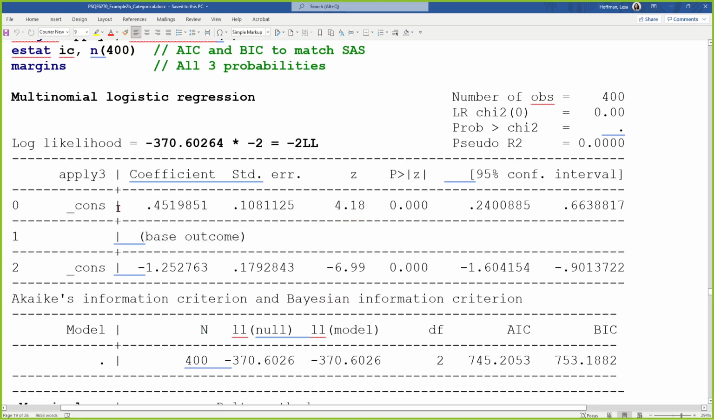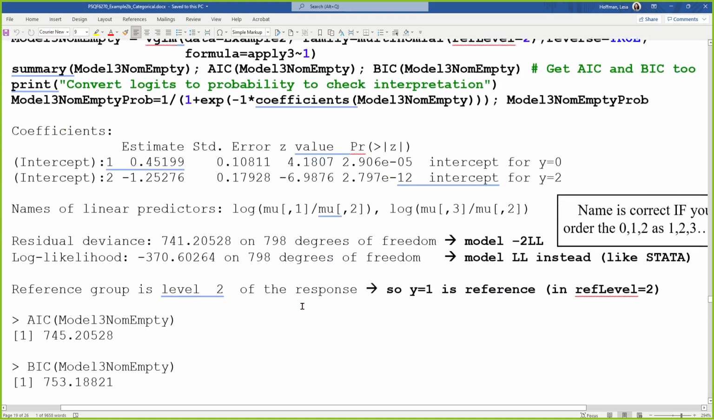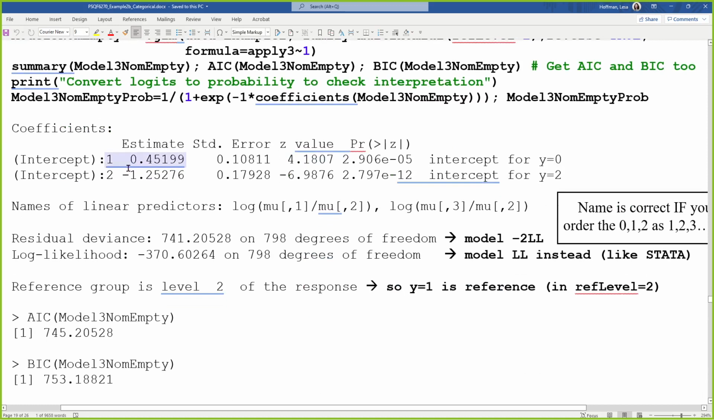So 1 is the choice. The logit of picking 0 instead of 1 is 0.45. The logit of picking 2 instead of 1 is minus 1.2. And then R gives the same answers, but it just labels them in the order of which submodel is which. So I had to add this commentary: this is for picking 0 instead of 1, and this is for picking 2 instead of 1.